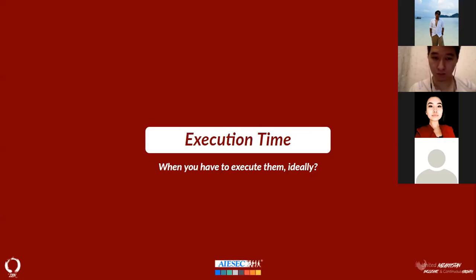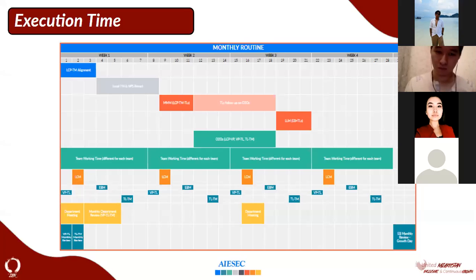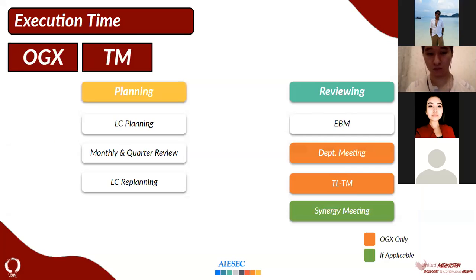So for the execution time, when you have to execute them, ideally when the synergy needs to happen. This is the monthly routine for each LC. I took this from MCPPTM's tool. This is the monthly routine for your LC, and based on this routine, I adapted it into several executions. First, for OGX and TM, when you are doing planning, you do LC planning and also monthly and quarterly reviews and also LC replanning.